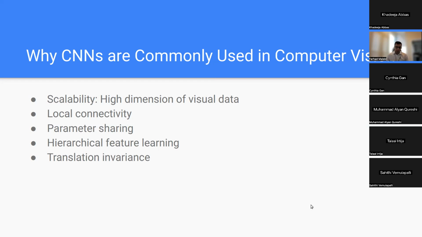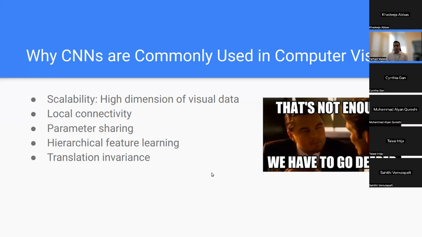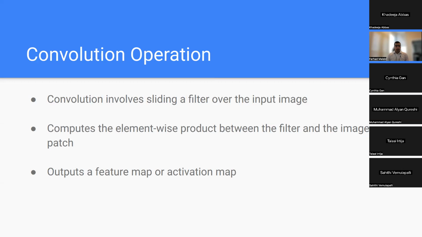I talked about hierarchical feature learning and translation invariance, which, as I mentioned, refers to the place or location of the object in the image not mattering. Okay, so let's focus more on CNNs and how they are actually built, how they are different from multilayer perceptrons. The first category of operation that I want to talk about is convolutional operations.